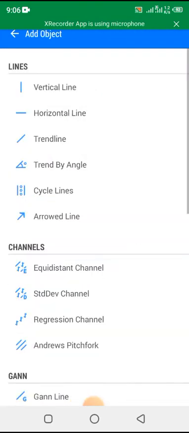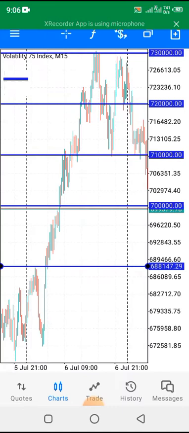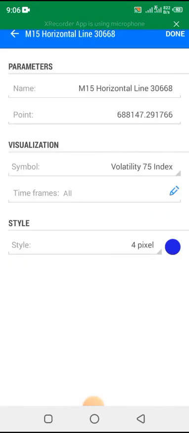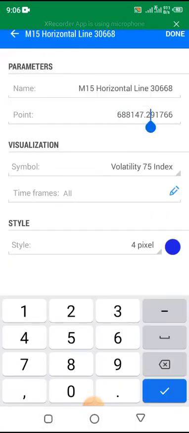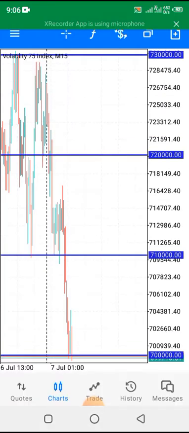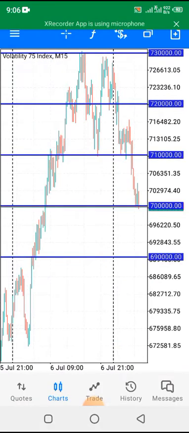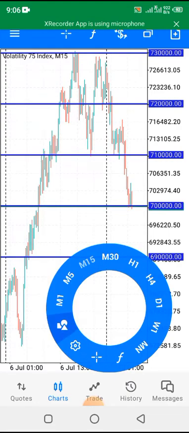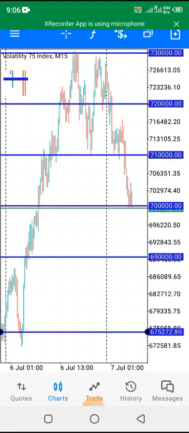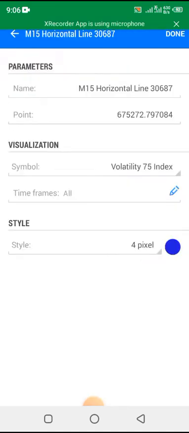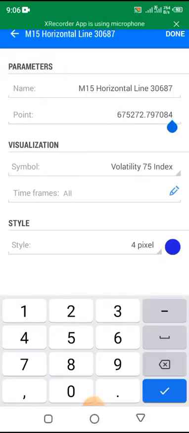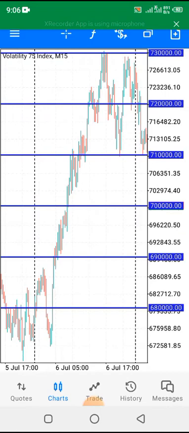From below here, in this region, we can plot it at 690,000. Remember, rounded off numbers. Yeah, those are enough. Let me just add 680,000 just here below. Yeah, that's fine for you guys.